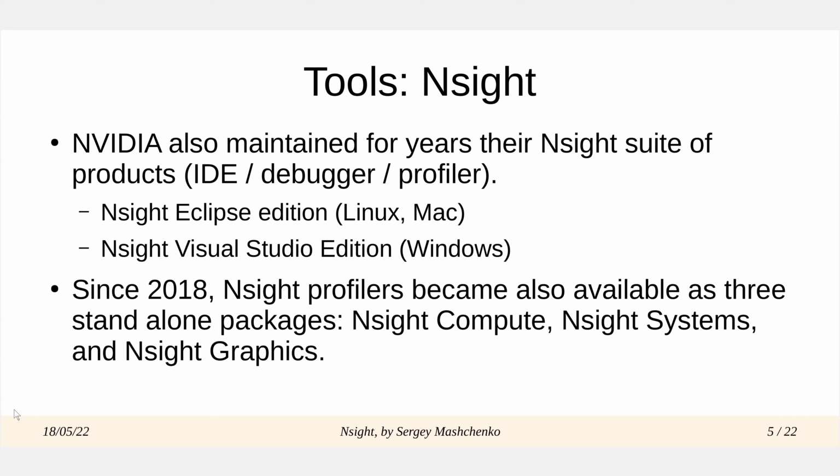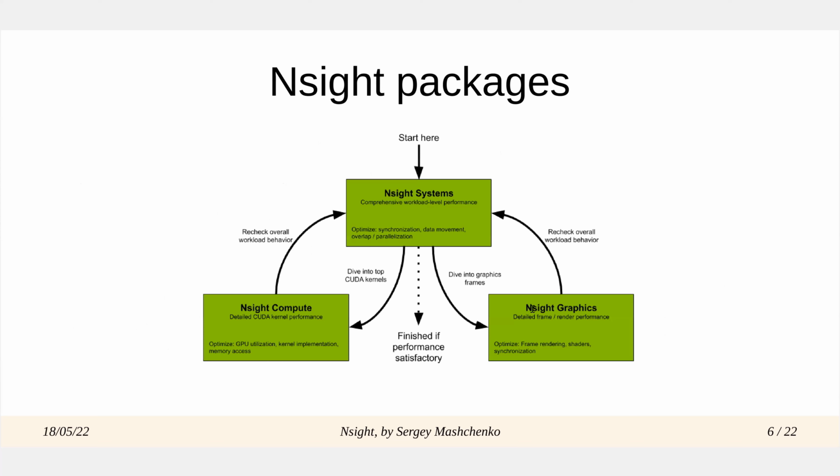Fortunately, for the purposes of our webinar for HPC/R computing, Nsight Graphics, the third one, is not relevant. This is more for gaming development, etc. For computing, you only need to care about two: Nsight Compute, which is a low-level profiler, and Nsight Systems, a high-level profiler. This is how NVIDIA describes the interaction between these three packages. Again, Nsight Graphics can be ignored for the purposes of today's presentation.